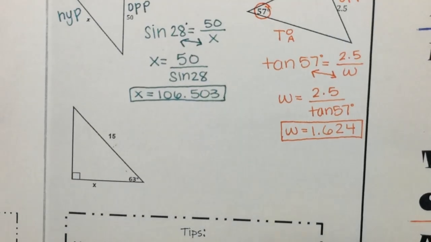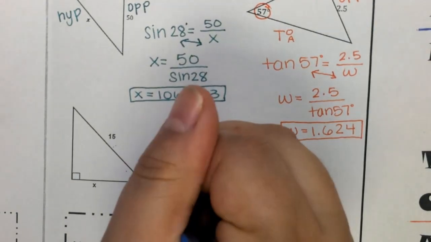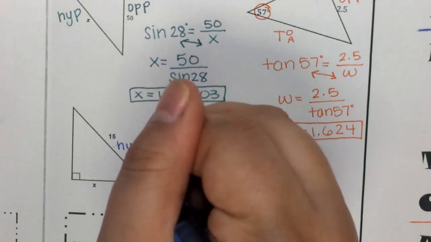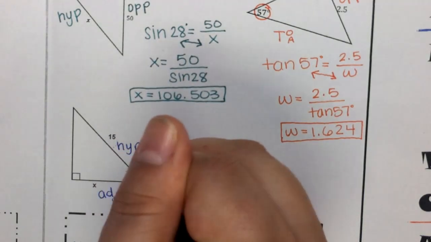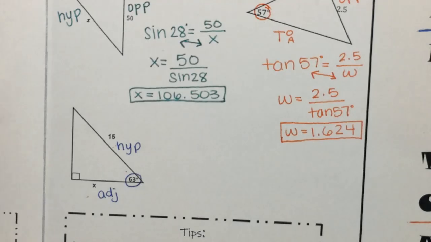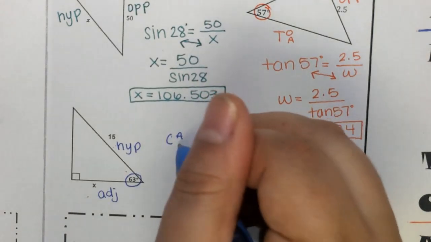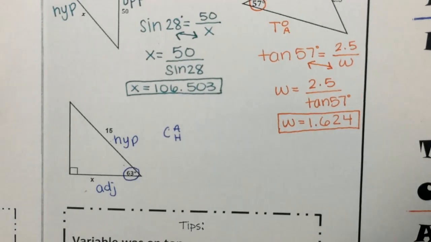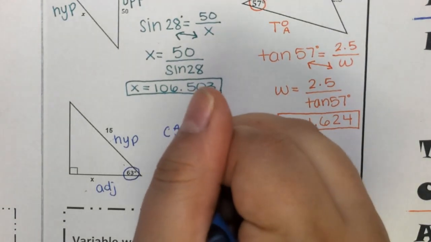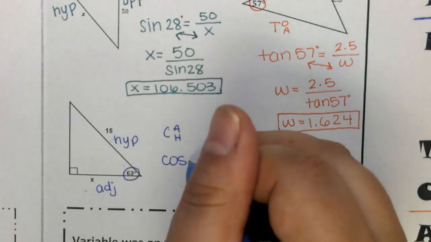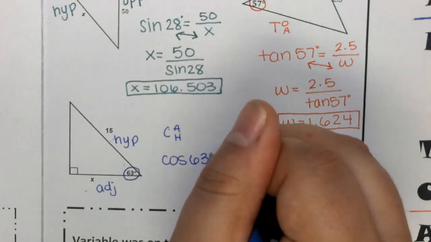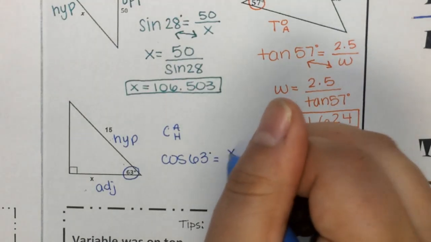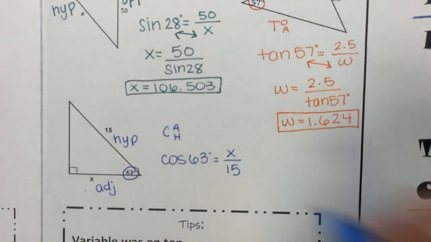All right, what do I do first? Circle the angle, and what do I have here? I have an adjacent and a hypotenuse. What is that? CAH. So the cosine of what's my angle? 63 is the adjacent over the hypotenuse.